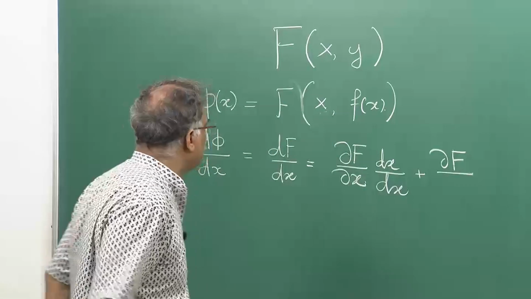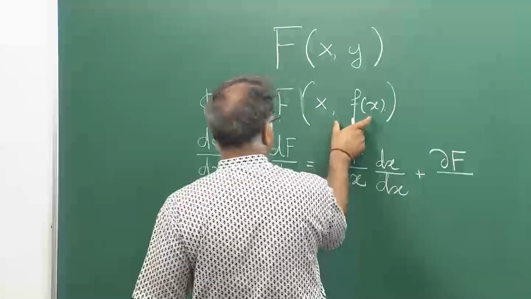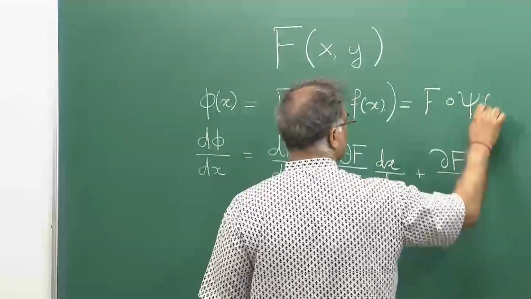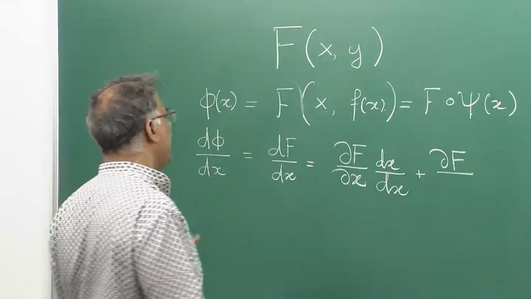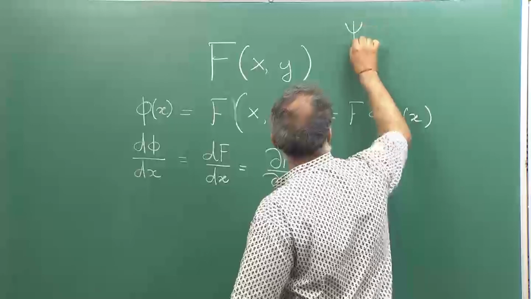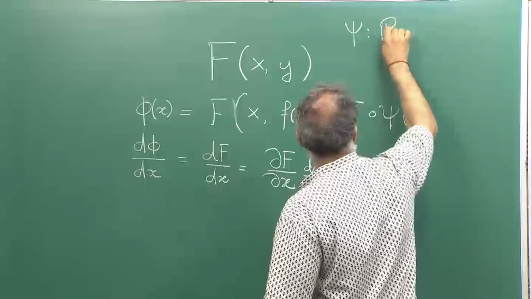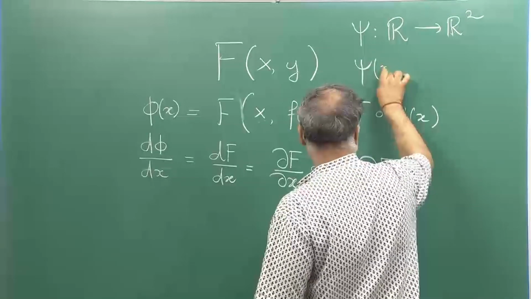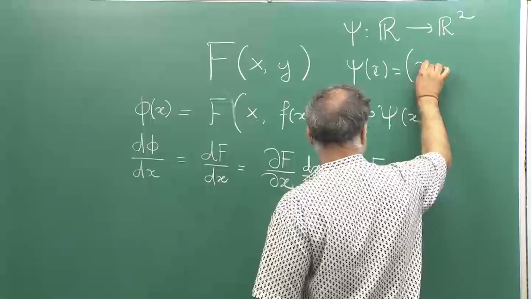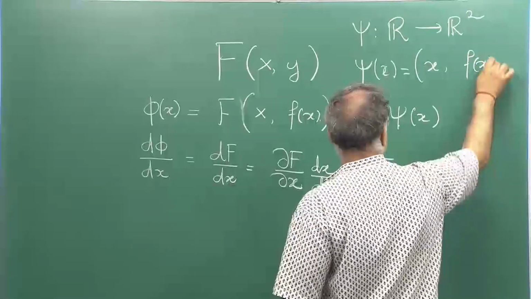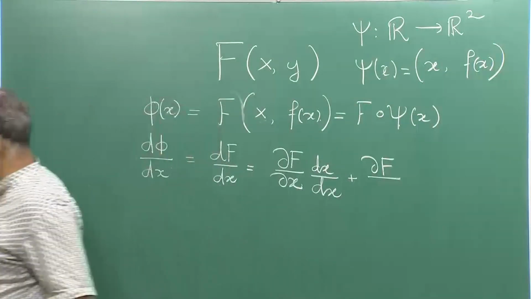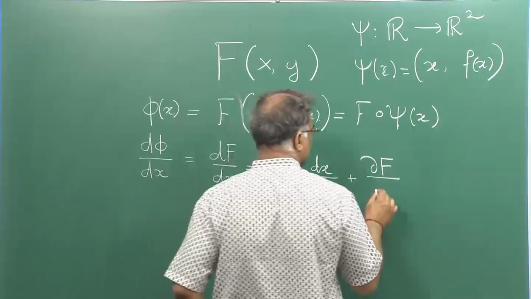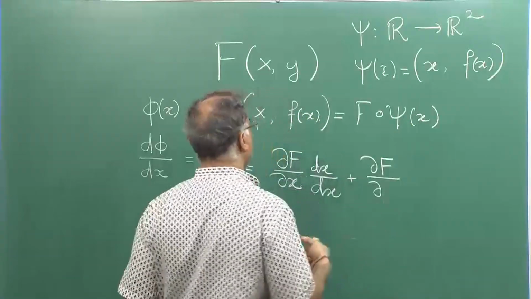Basically, it is a composition now. So I can write this itself as a function. f can be written as f composed with psi of x. The psi of x is a function from R1, that is R, to R2, and that is given as psi of x is equal to (x, f x). That is the way to think about it, and put y in place of f x.